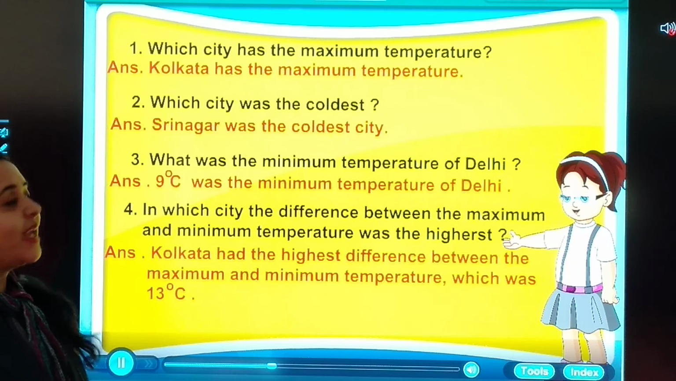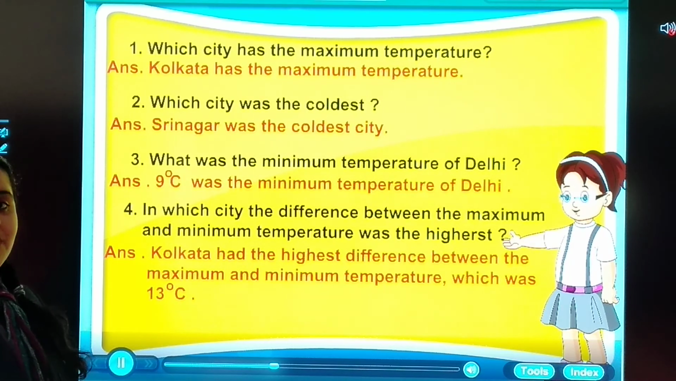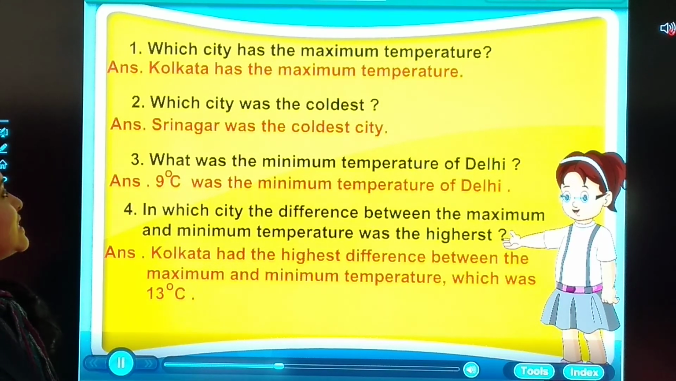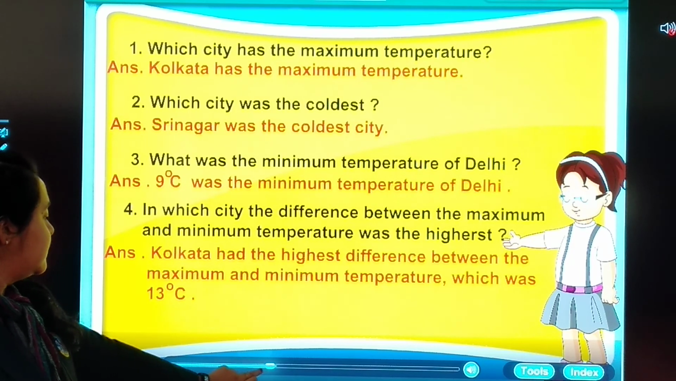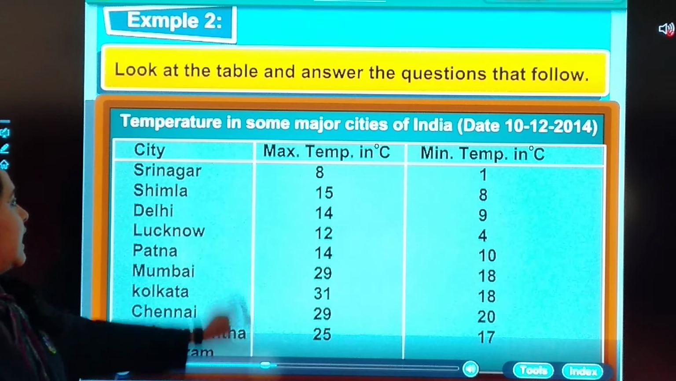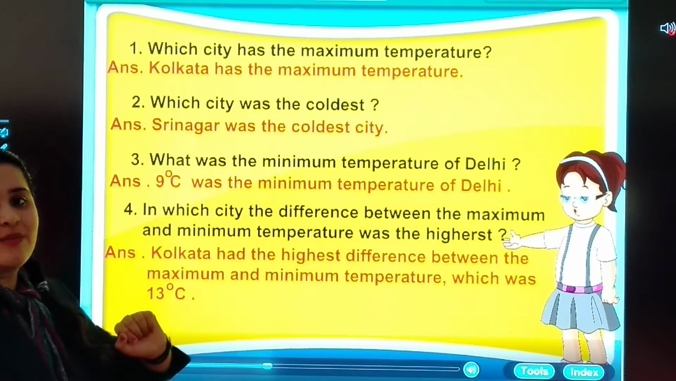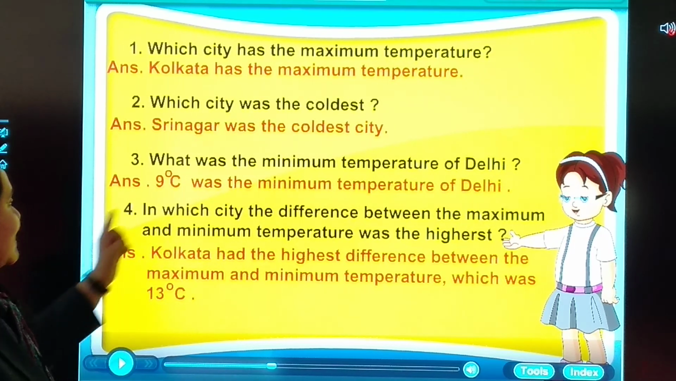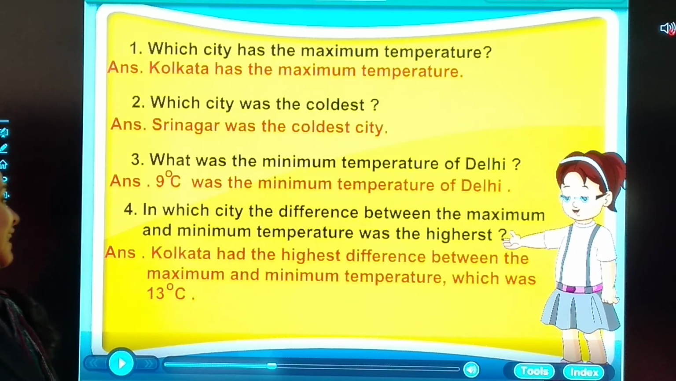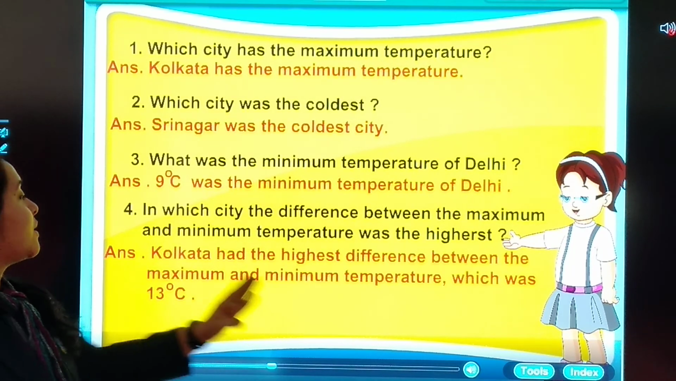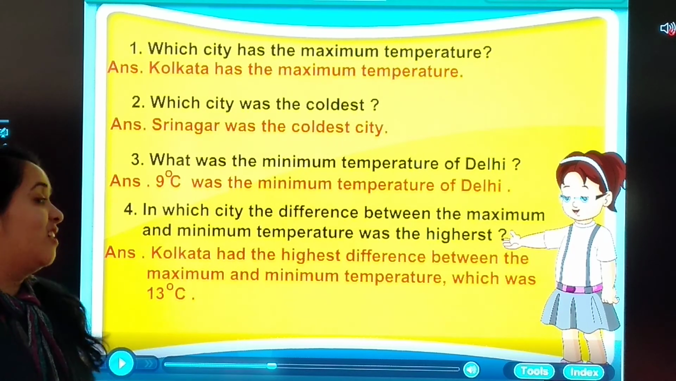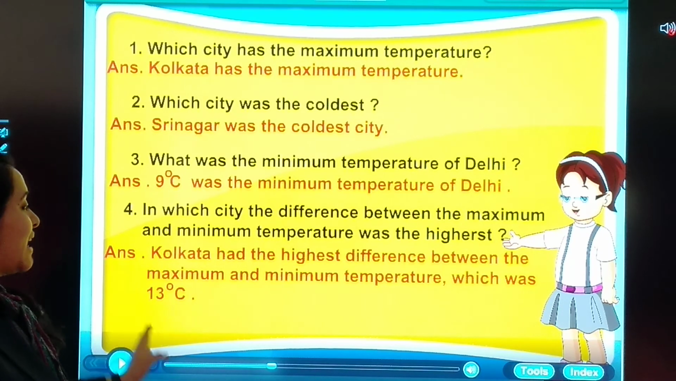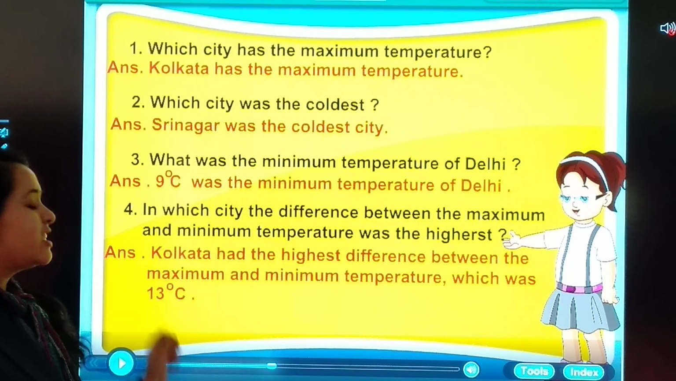Which city has the maximum temperature? Kolkata, based on the tabular data. Which city was the coldest? That is Srinagar. You can see that Srinagar has the minimum temperature. What was the minimum temperature of Delhi? 9 Celsius. In which city was the difference between the maximum and the minimum temperature highest? Kolkata had the highest difference between the maximum and the minimum temperature, which was 13 degrees.